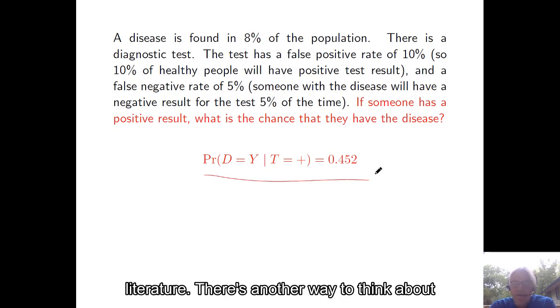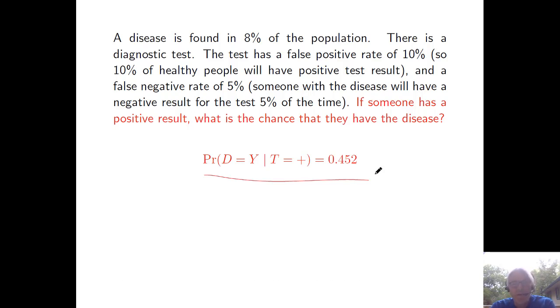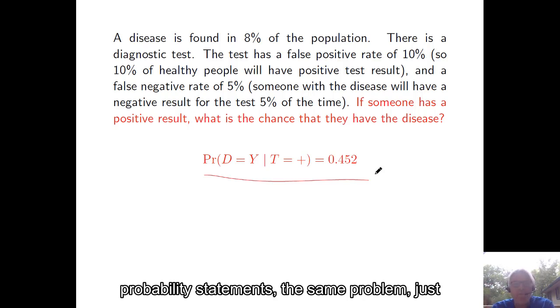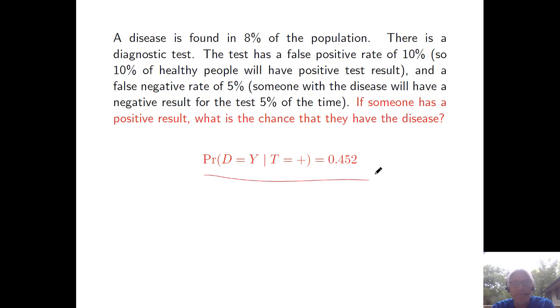There's another way to think about these Bayesian problems that helps some folks. So I'm going to walk through this in a graphical manner, the same probability statements, the same problem, just going to sort of visualize these different pieces, and hopefully that'll help folks if seeing the notation and the algebra is not as intuitive for you.